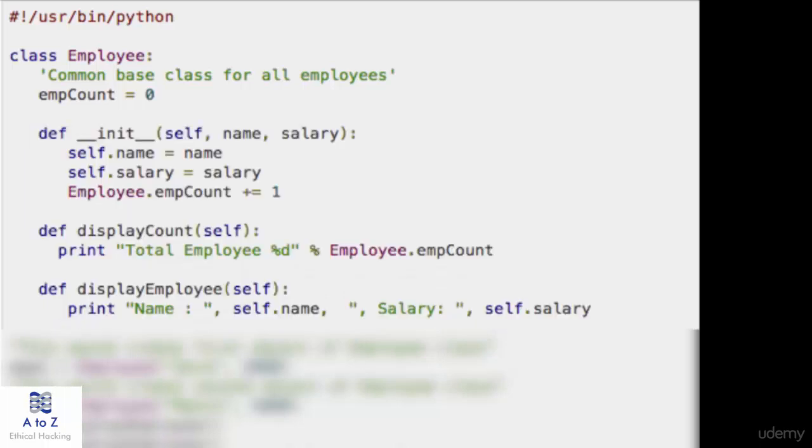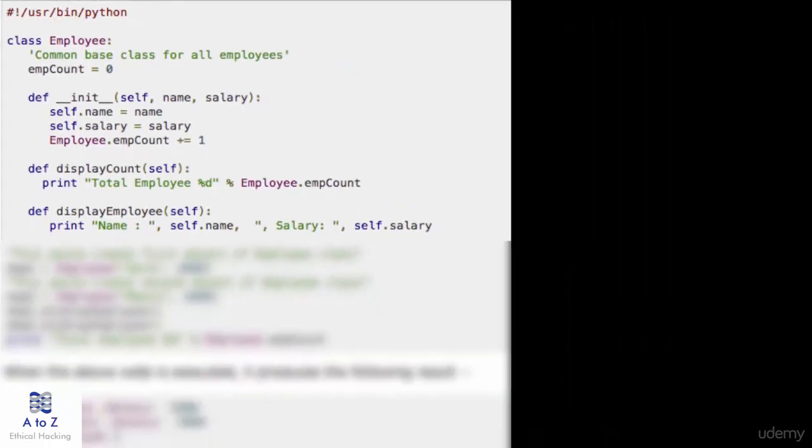The first method __init__ is a special method which is called class constructor or initialization method that Python calls when you create a new instance of this class. You declare other class method like normal function with the exception that the first argument to each method is self. Python adds the self argument to the list for you. You do not need to include it when you call the methods. Now creating instance objects.